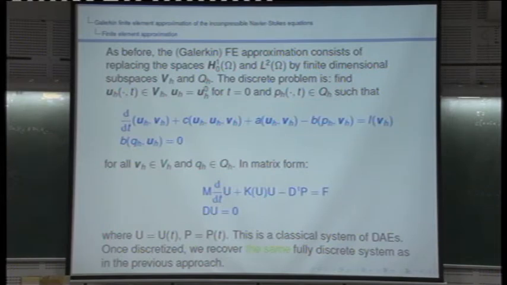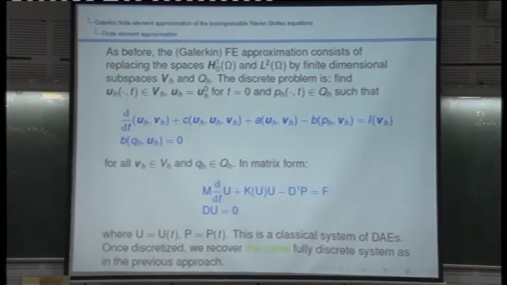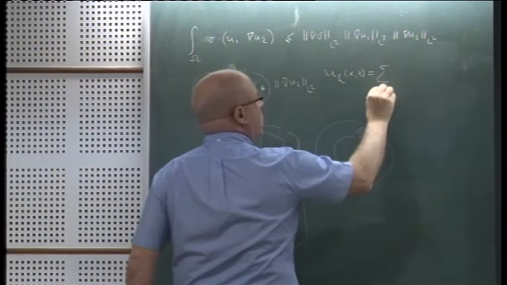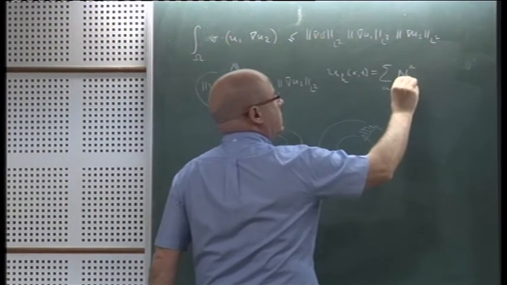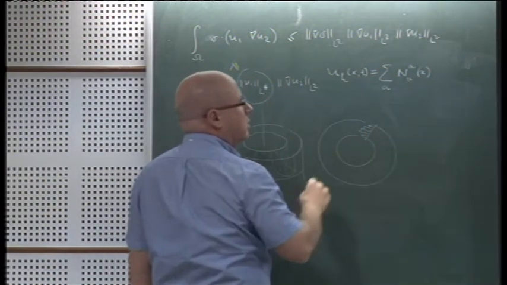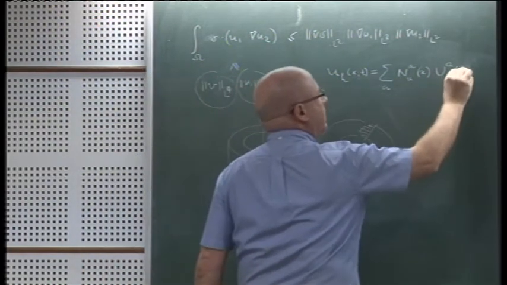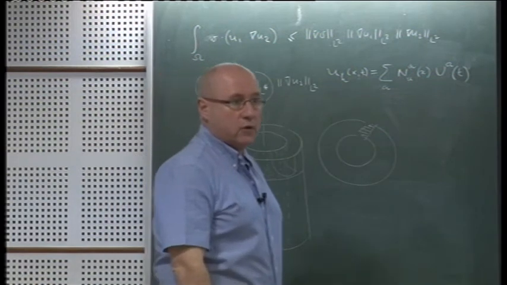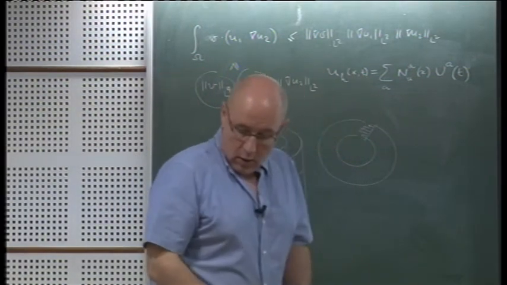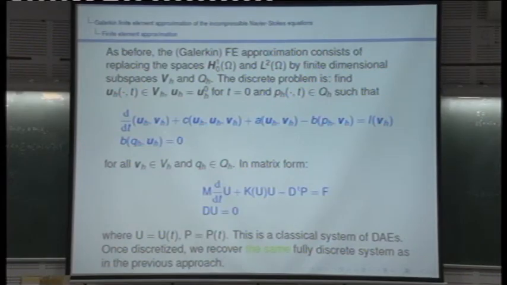And how does this finite element approximation look? We approximate the velocity UH, which depends on position and time, by the sum over all nodes of the velocity shape function of node A, which depends on position, times the nodal values. And of course, if this is a time-dependent function, the nodal values now are functions of time. So when we replace this expansion in the equations, what we get is that system.